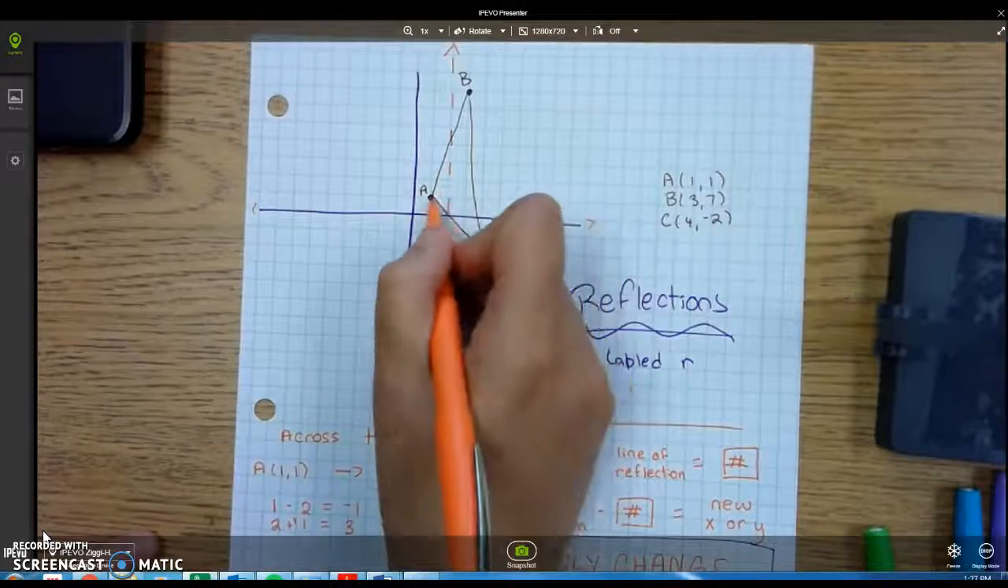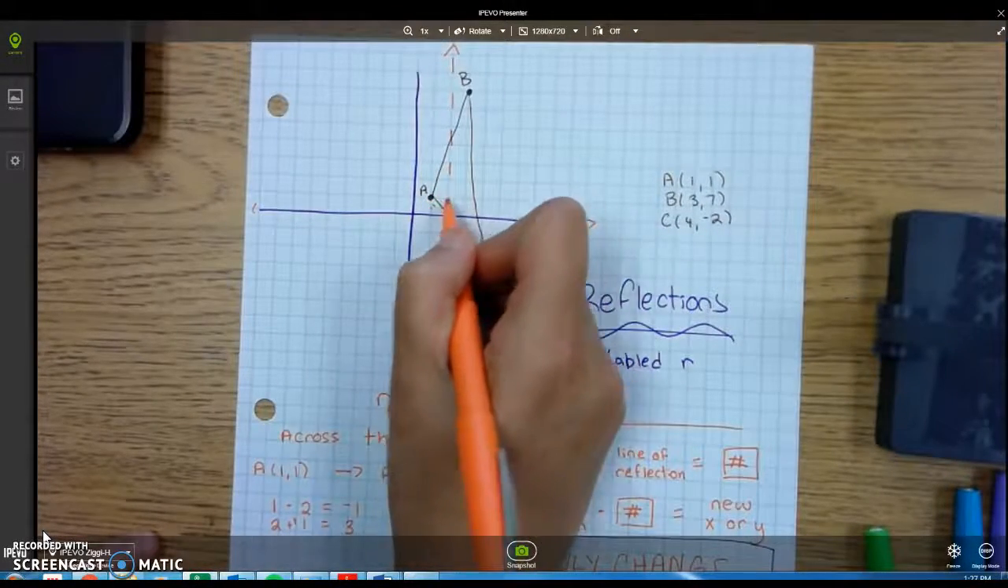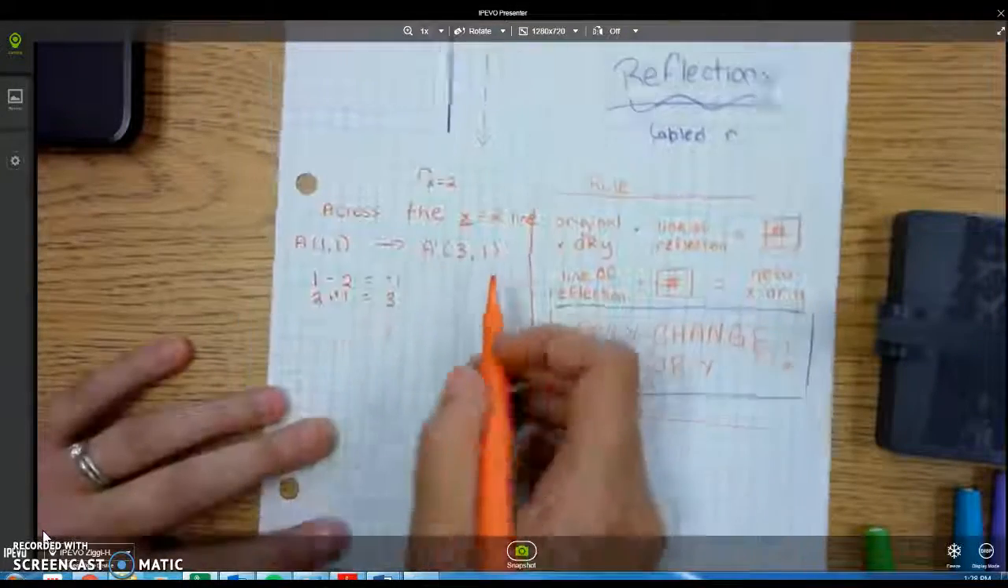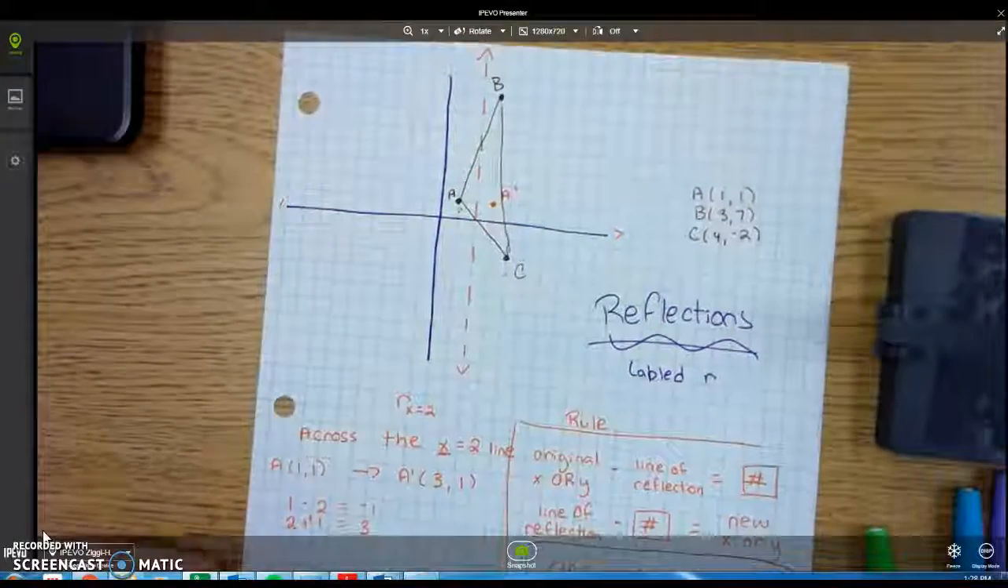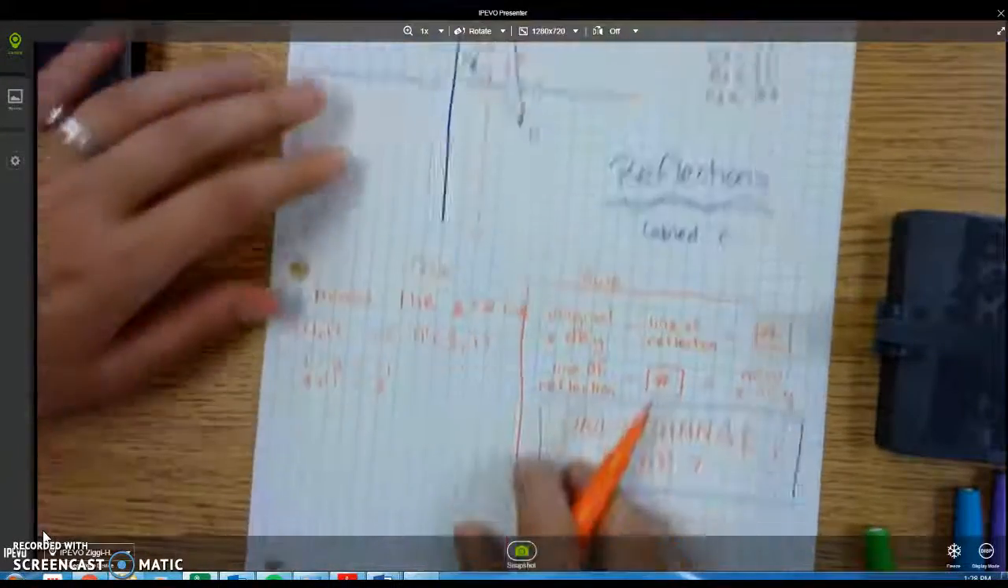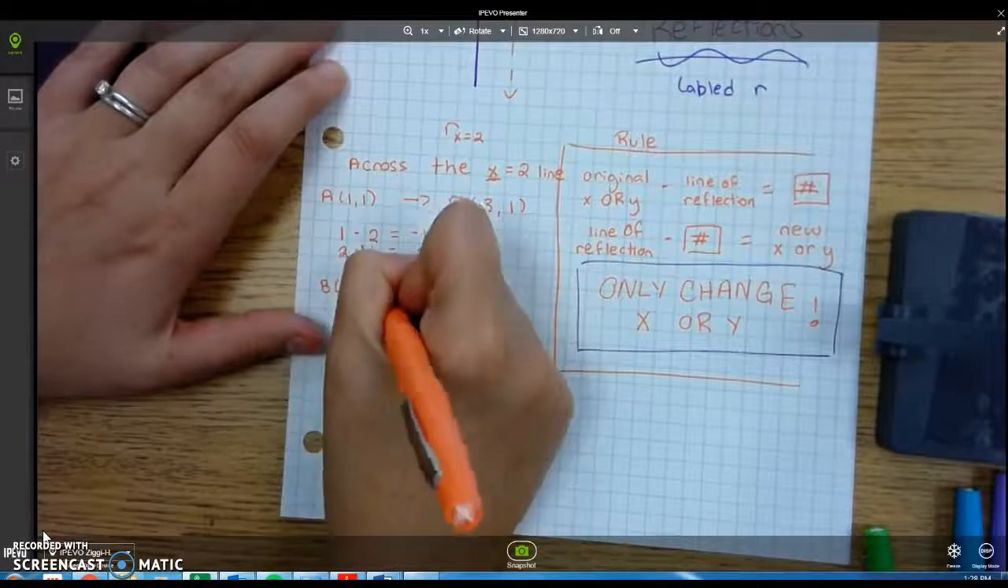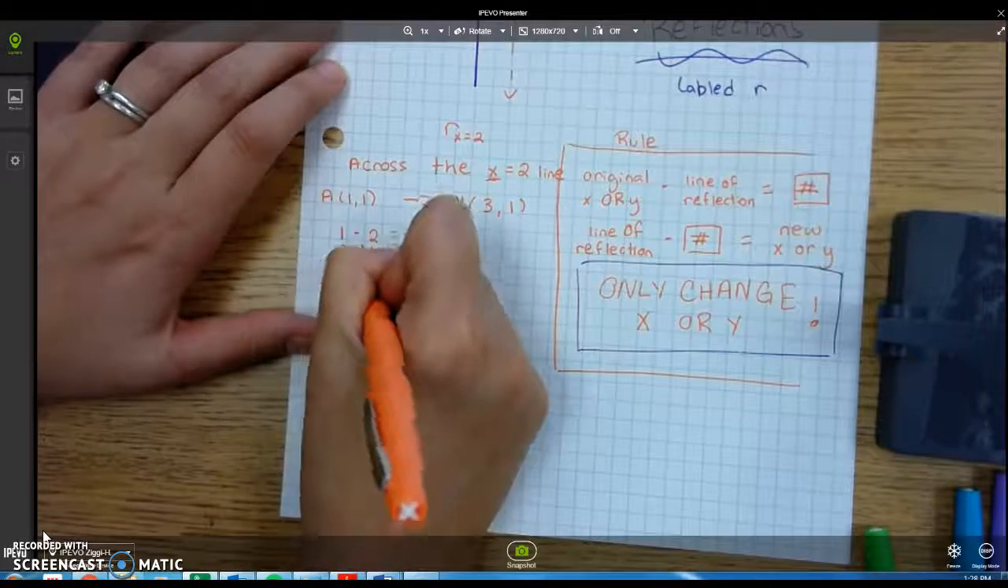So if I had just counted, I'd go over 1. So I'd go over 1 more. A would be right here. If we take our point we found, that was 3, 1. We're going to do B. B was originally 3, 7.